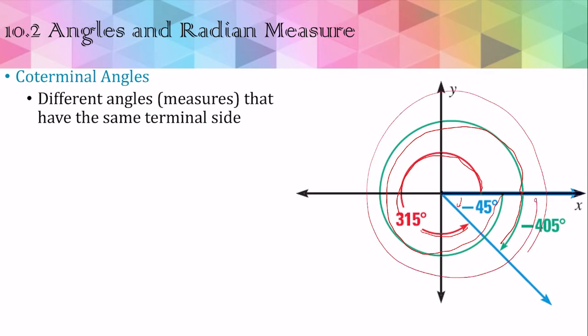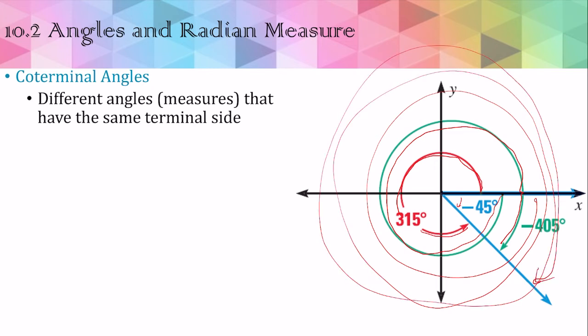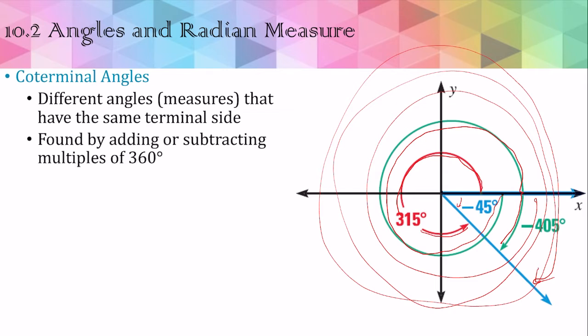Or we could go around and around and around. You might say, but wait, that's the same angle. Well, ask a skateboarder or snowboarder: is doing a 360 the same as doing a 720, or a 1080? No, they're different. The number of times you go around is different. So these coterminal angles are different, and they differ by going all the way around the circle, which is 360 degrees. So they can be found by adding or subtracting multiples of 360 degrees.